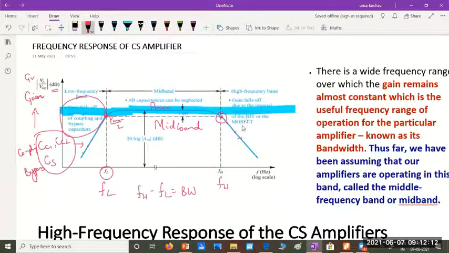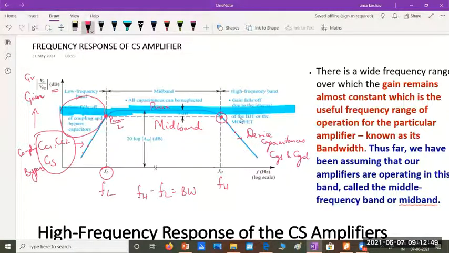And what is the reason for this? The reason is the device capacitances in the MOSFET, like CGS and CGD. You remember we wrote the high frequency model where we said two major device capacitances come into picture. One is CGS, gate to source. The other is CGD. Hence, these are the capacitances which cause the drastic reduction in gain at high frequencies.